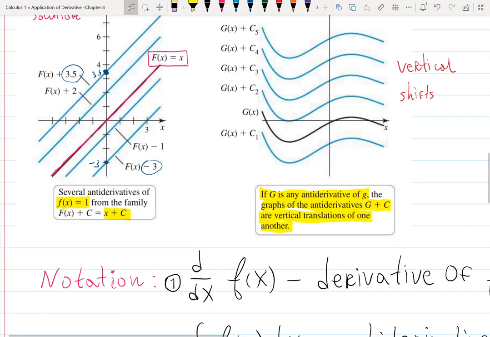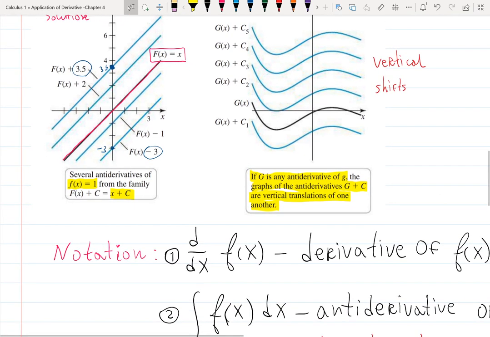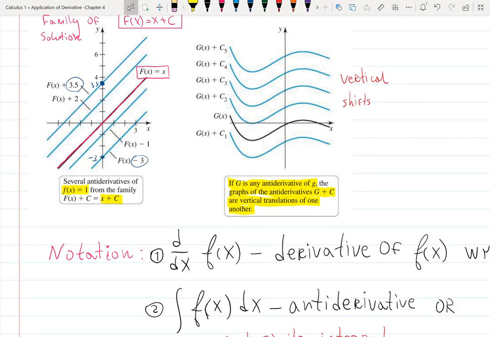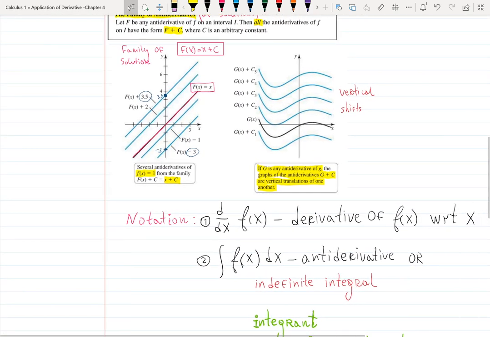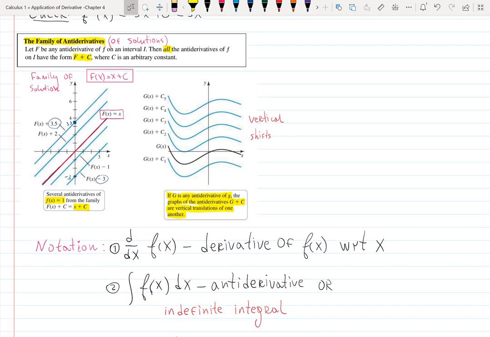Now, finally, we can fix a notation. It's not very convenient to keep calling it antiderivative, and it's also nice to have a notation for that. So here is a new notation. We used to use d over dx or f prime or all those notations for the derivative, right? That's the notation of the derivative of f of x with respect to x. This WRT means with respect to. Very nice shortcut.